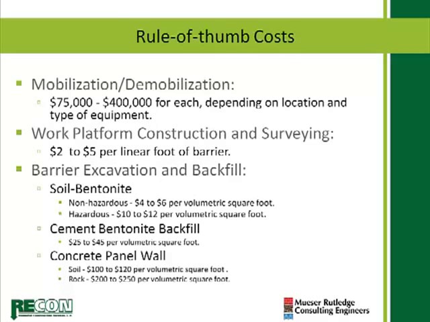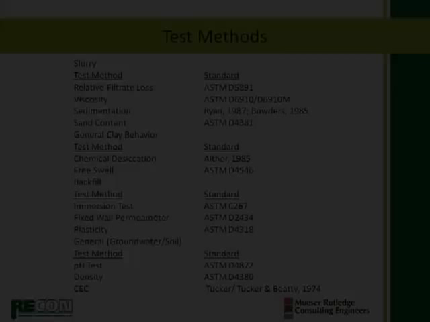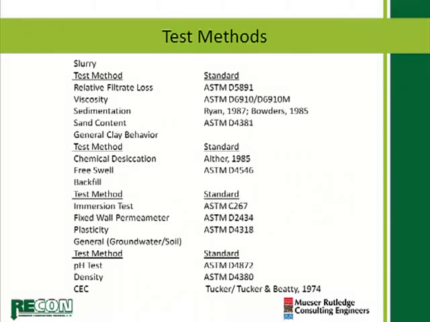Test methods and compatibility. Here is a list of currently used test methods for quality control of the slurry, general clay behavior, backfill, and other tests that may be used in the design of slurry trench hydraulic barriers. Where applicable, an ASTM standard number was provided. Further information on these tests can be found in Bowders, 1986, Daniel, 1984, Dunn and Mitchell, 1984, and Olson and Daniel, 1981.